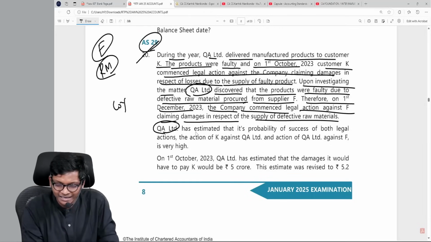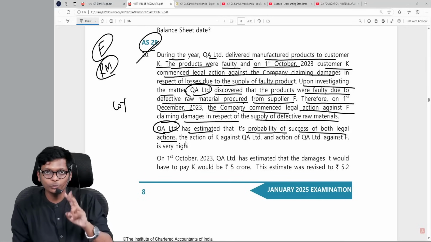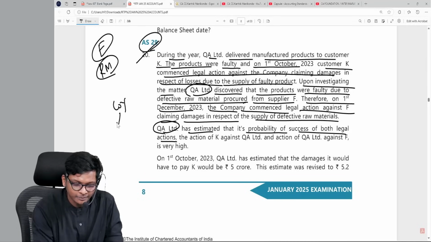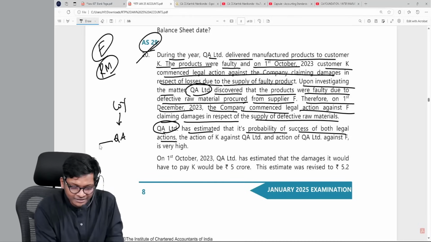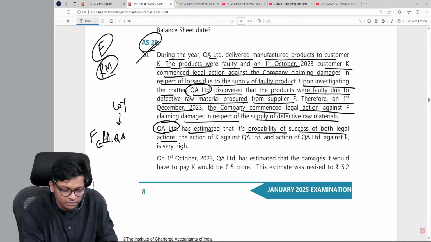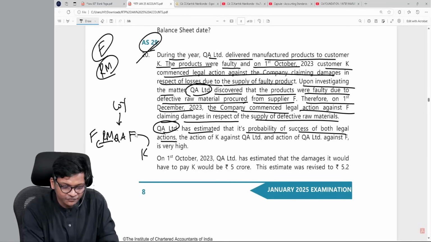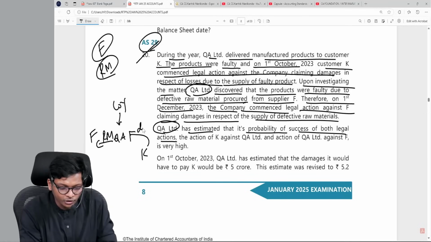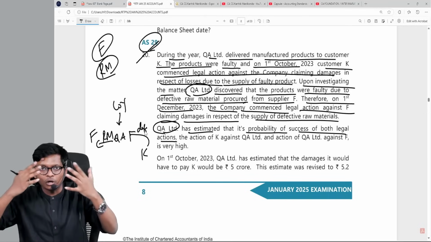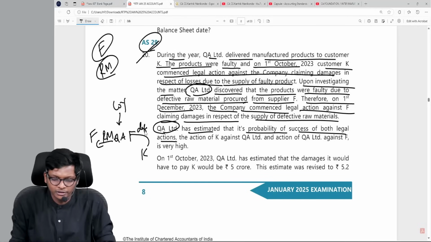Now QA has estimated the probability of success of both legal actions. Now QA has two cases. Company is QA. One, the company filed against F who supplied raw materials. One, Mr. K has filed against the company for defective goods. One case on me, one case I filed. Are you following, guys? Okay.